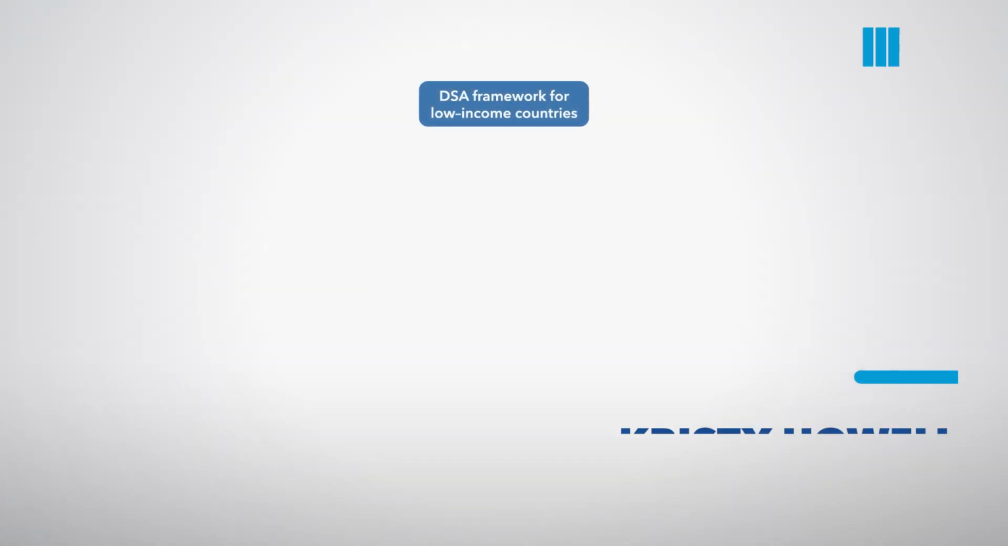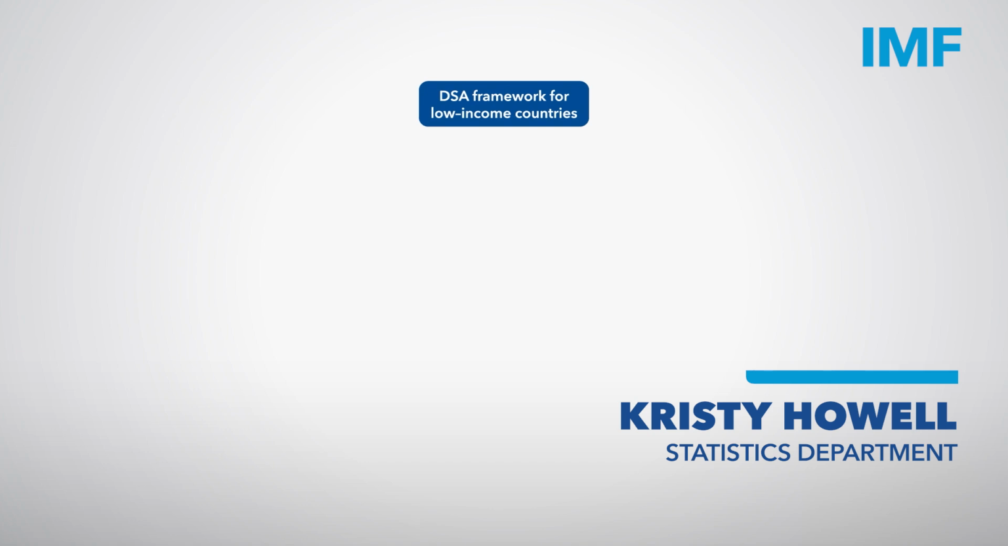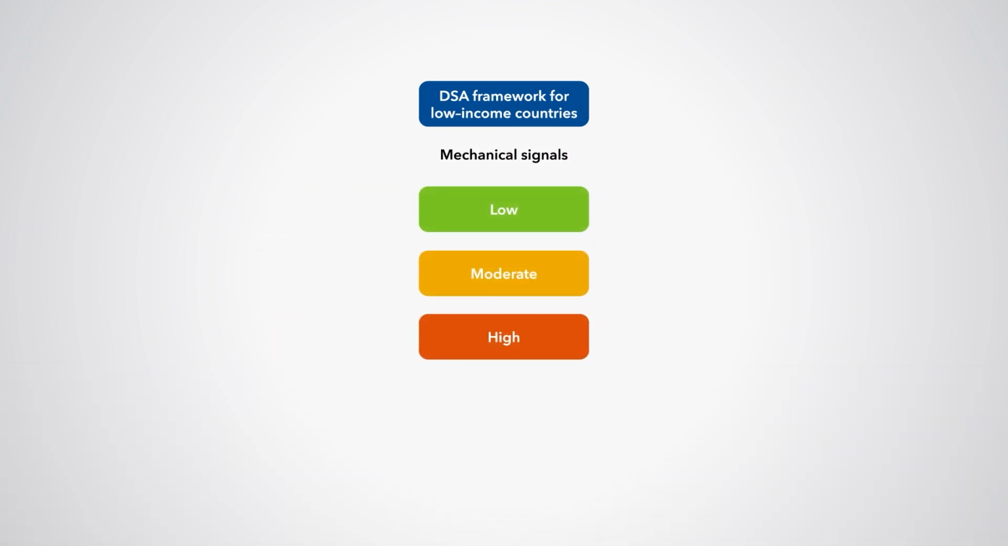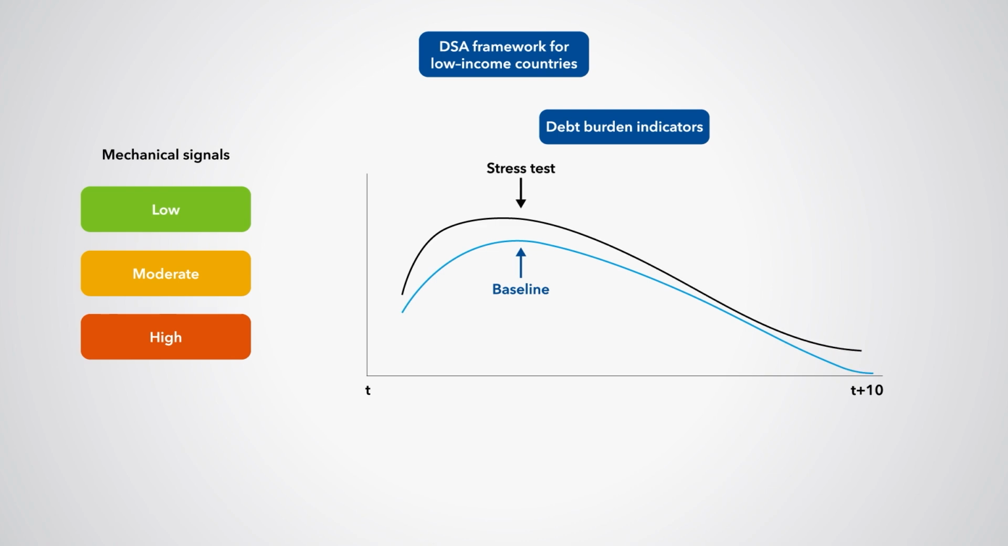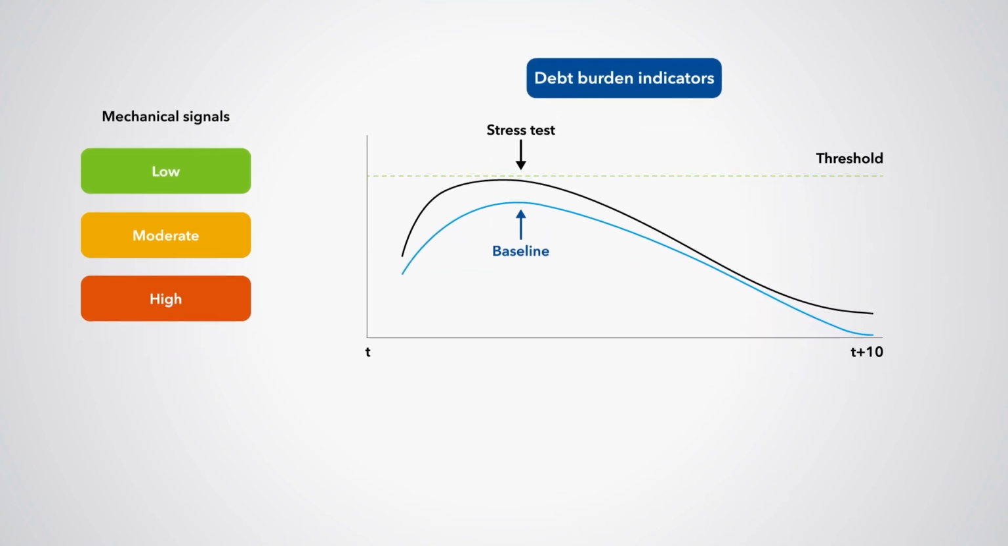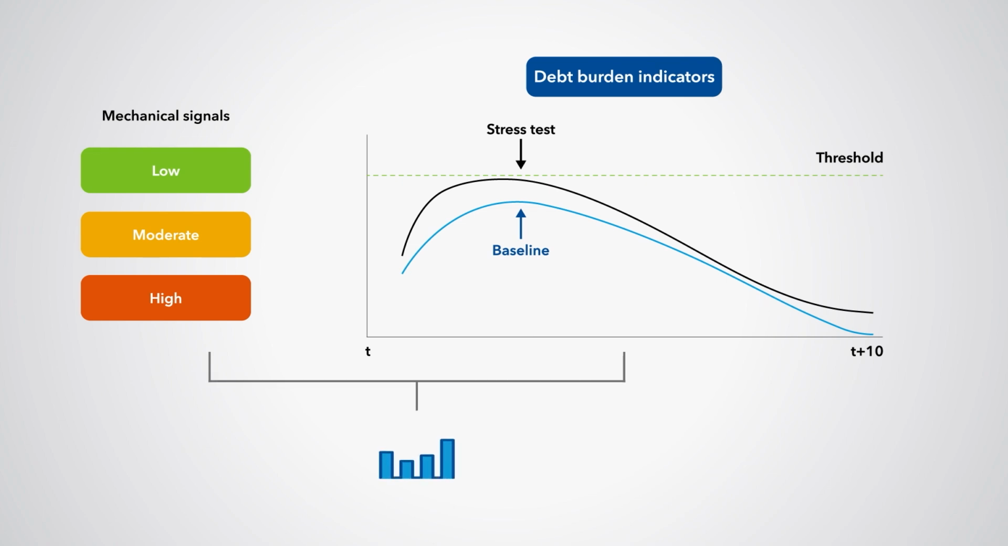The Debt Sustainability Analysis Framework for Low-Income Countries produces mechanical signals for the risk of debt distress by comparing projected values of each debt burden indicator under the baseline and stress test scenarios against the corresponding thresholds. These mechanical signals are drawn from data for the first 11 years of the projection period.